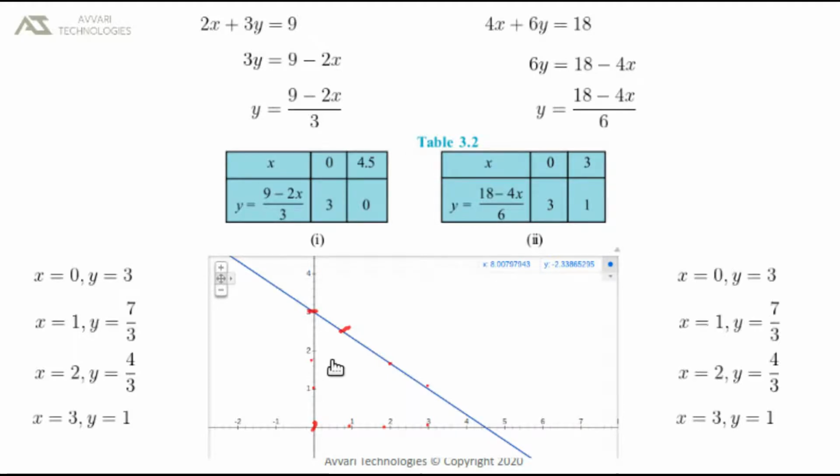Now let us do the same thing for the second equation. At x is equal to 0, y is equal to 3. Here you can notice that in both the cases, at x is equal to 0, y is equal to 3. And at x is equal to 1, y is equal to 7 by 3. Same thing. At x is equal to 2, y is equal to 4 by 3. Again, same thing. At x is equal to 3, y is equal to 1. This pattern repeats for every pair of values of x and y.